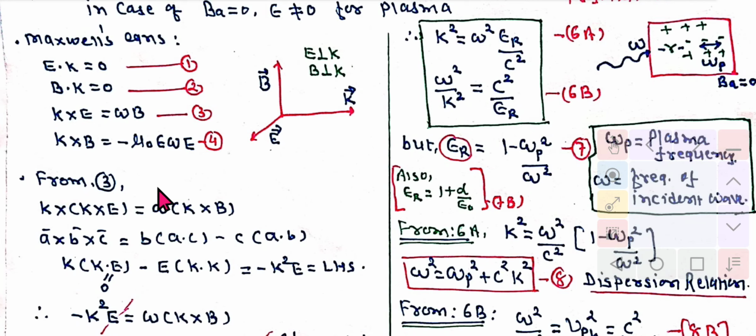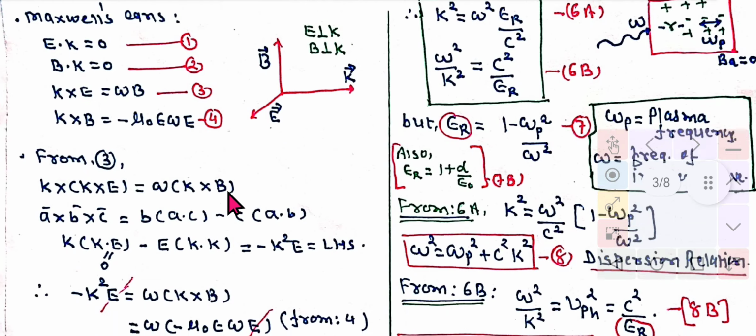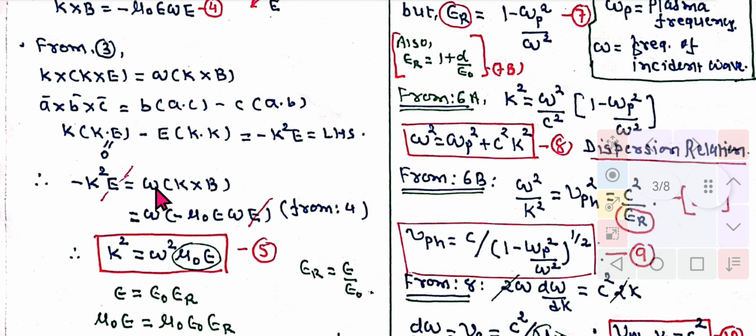But K cross B is equal to again minus mu 0 epsilon omega into E. So let me put the value of this in the equation. E and E can be cancelled out, and minus and minus become plus. So the final value is K square equal to omega square mu 0 into epsilon.